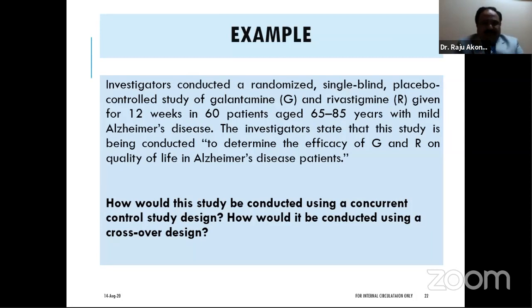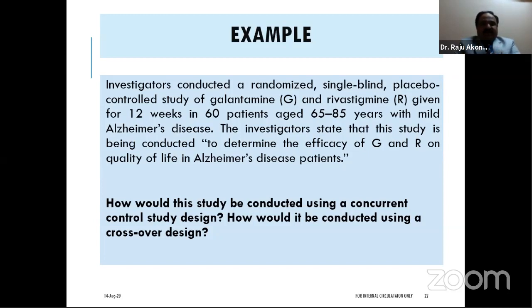Now let's see an example. Investigators conducted a randomized single-blind placebo-controlled study of galantamine and rivastigmine given for 12 weeks in 60 patients aged 65 to 85 years with mild Alzheimer's disease. The investigators state that this study is being conducted to determine the efficacy of galantamine and rivastigmine on quality of life in Alzheimer's disease patients. Okay, this is a basic idea. This is conducted as a randomized single-blind placebo-controlled study of galantamine and rivastigmine.